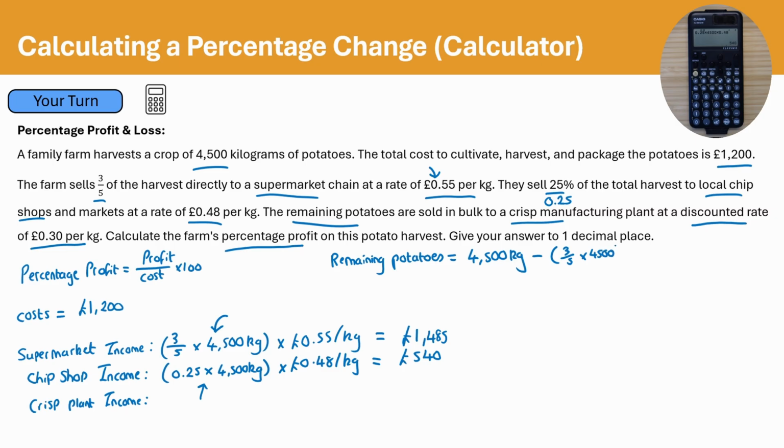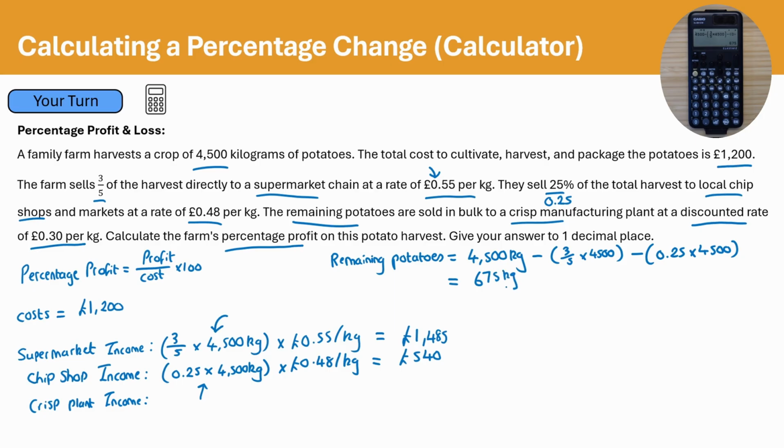And it's one of the downsides of not actually ever writing down what that number is, but it's okay. And we'll take away the 25% of the 4,500 as well. So let's do that in our calculator. 4,500 subtract 3/5 of 4,500 subtract 25% of 4,500. And that gives you 675 kilograms left over.